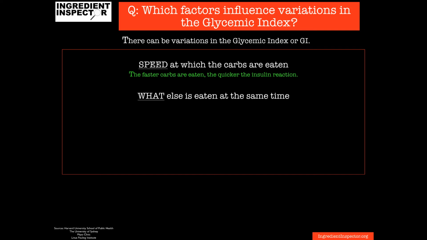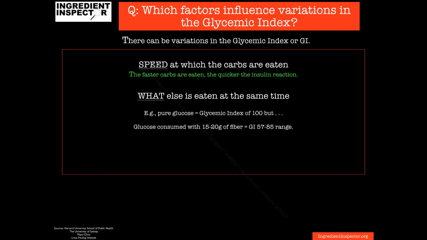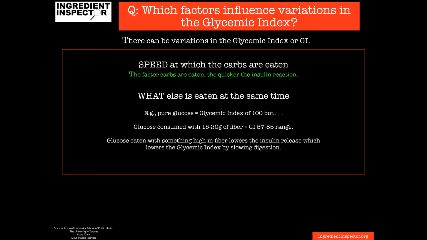What else is eaten at the same time affects the glycemic index. So for example, pure glucose we know has a glycemic index of 100, but if glucose is consumed with 15 to 20 grams of fiber, the glycemic index is lowered into the 57 to 85 range, right? The introduction of fiber is slowing the process of the glucose entering the bloodstream. So it's reducing the glycemic index. It's reducing the effect of the carbohydrate on the insulin release. So glucose eaten with something high in fiber lowers the insulin release, which lowers the glycemic index by slowing digestion.